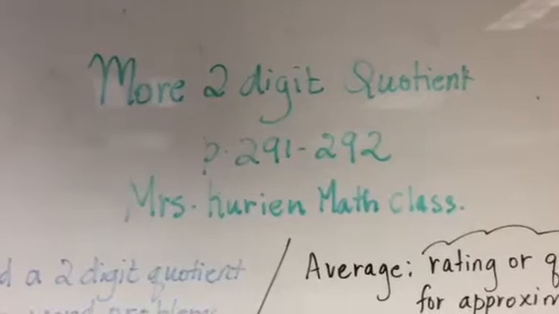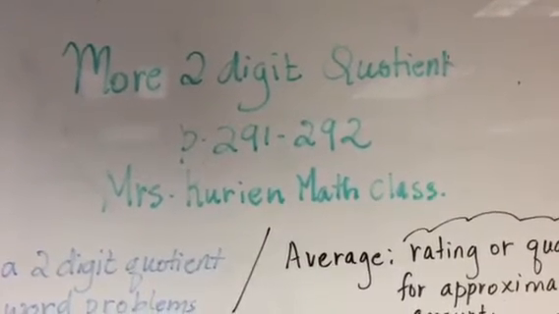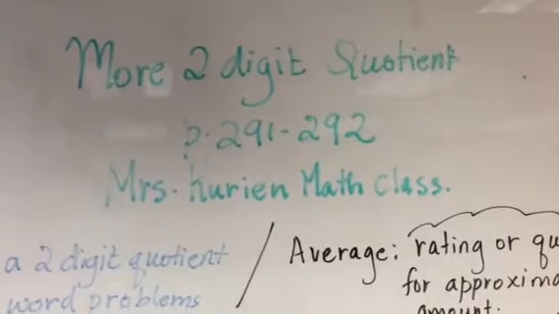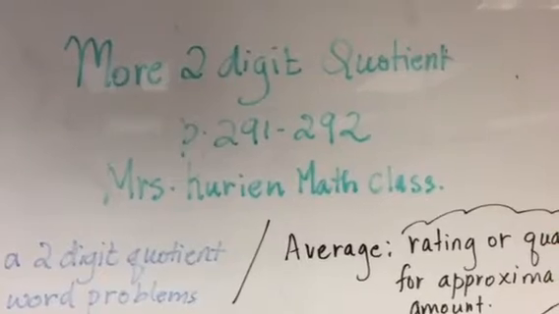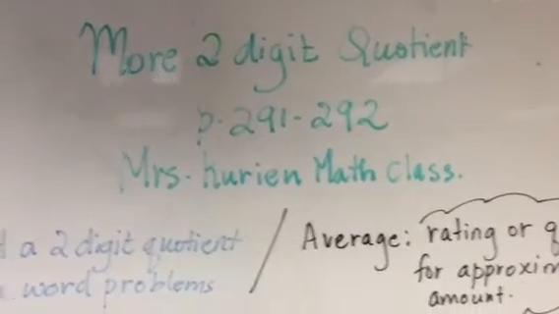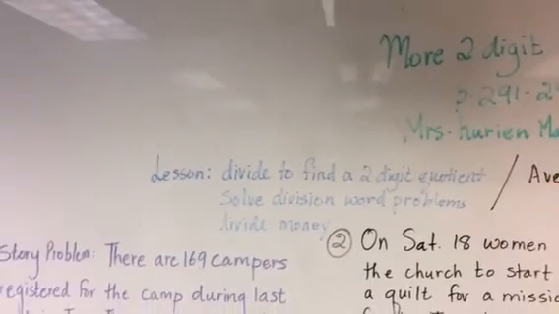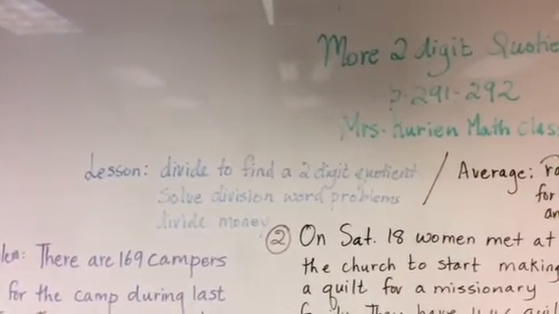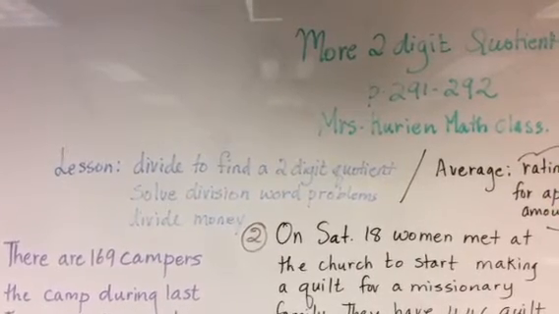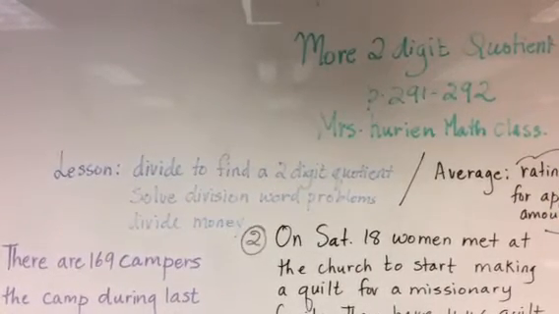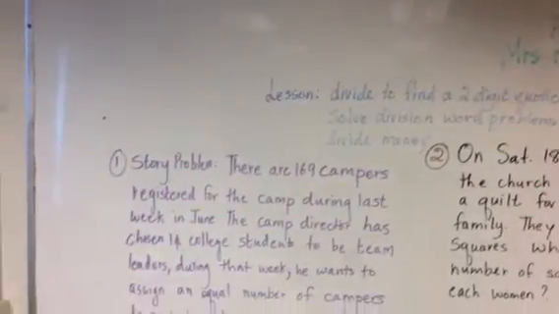Fourth grade. Today we are going to do in math more two-digit quotient, pages 291-292. And this is Miss Korean's fourth grade class. What are we going to learn today? The lesson: divide to find a two-digit quotient, solve division word problems, and divide money. Let's look at the first story problem.